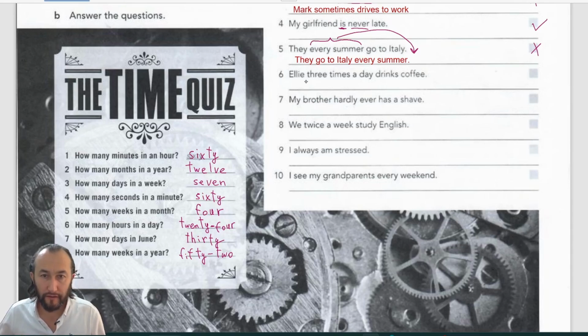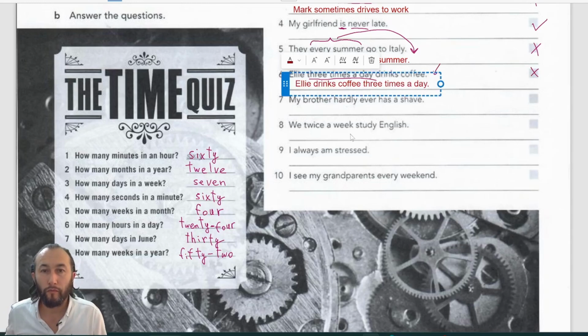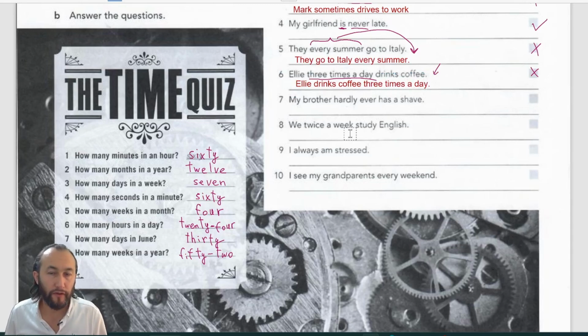Now we're moving to exercise 6. Ellie three times a week drinks coffee. Again, three times a week is an expression of frequency. So that is wrong because it has to be placed at the end of the sentence. And we're going to write the correct form: Ellie drinks coffee three times a week.